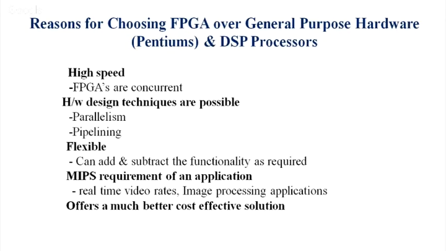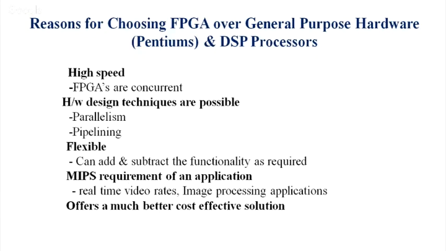Now, one question arises: why do we select FPGA over general purpose hardware and DSP processors? First of all, one important parameter is high speed. When we work on DSP algorithms or design power algorithms for power converters and inverters, we need real-time data and complex programming. So we need high speed. We prefer FPGA over microprocessors and microcontrollers because FPGA works on a concurrent basis.